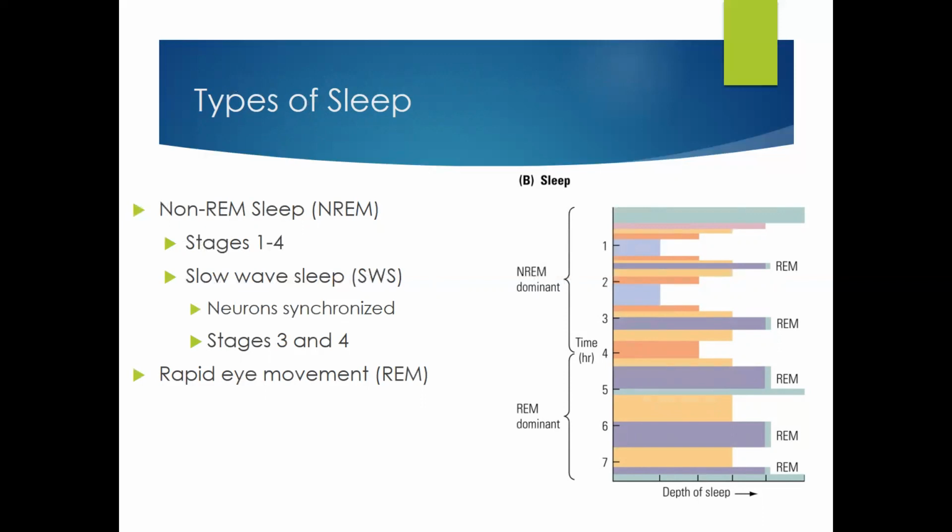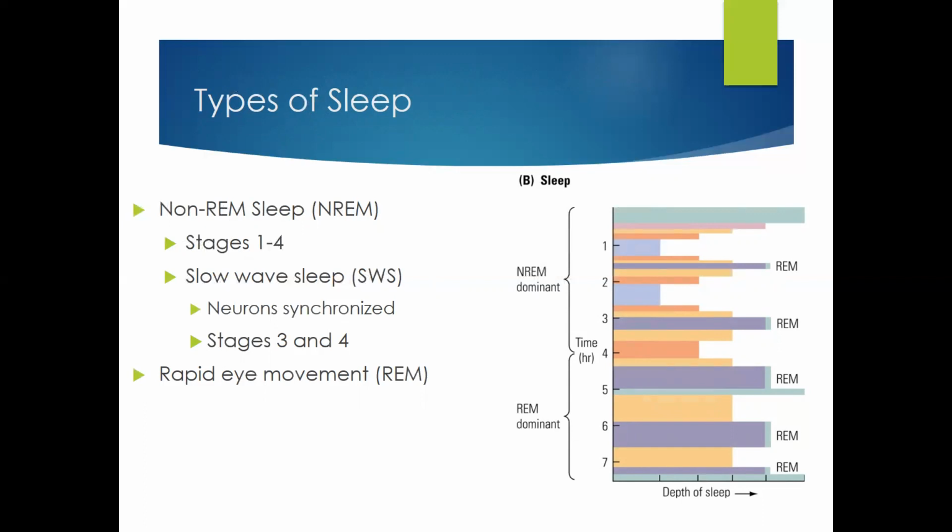You may see rem, R-E-M, all lowercase. If you ever see that, that's not a typo. Lowercase rem refers to rapid eye movements, so it's actually talking about the movements themselves. How many movements are you having? REM, capitalized R-E-M, stands for the type of sleep. It gets complicated, but just remember that whether it's capital or lowercase actually does matter.